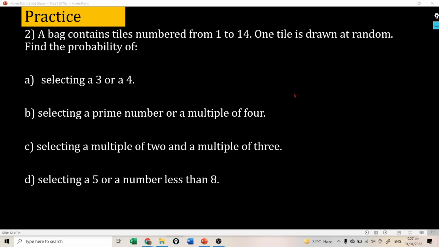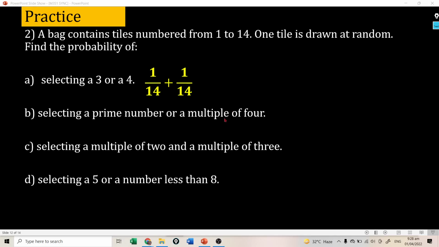How about this? A bag contains tiles numbered from 1 to 14. A tile is drawn at random. Find the probability of selecting a 3 or a 4. Can that happen at the same time? No. So these are exclusive events, mutually exclusive events. Selecting a 3 is 1 in 14. Selecting a 4 is also 1 in 14. So that's 1 of 14 plus 1 of 14.